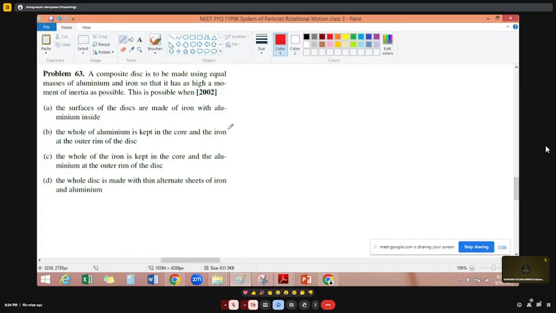A composite disk is to be made using equal masses of aluminum and iron so that it has as high a moment of inertia as possible. This is possible when equal masses, so that means mass of aluminum is equal to the mass of the iron, or if you want you can write as Fe, whichever is comfortable.